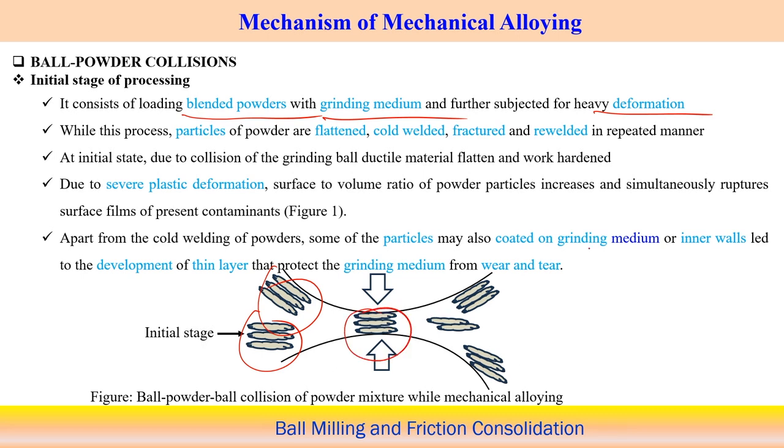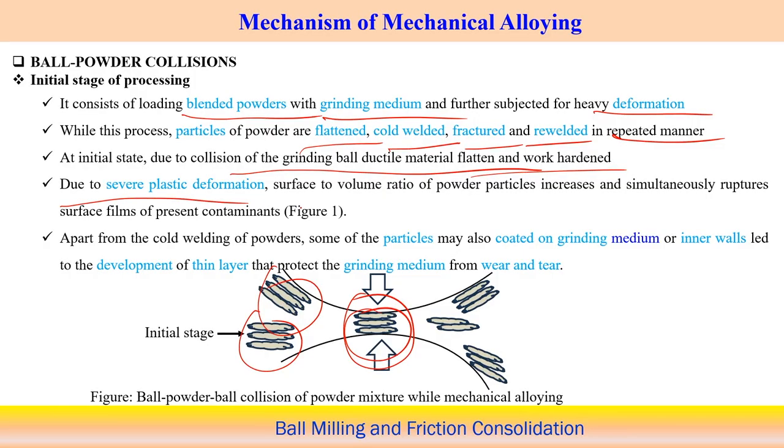In this case, the powder particles are flattened, cold welded, they can fracture, and they can even re-weld. All these mechanisms happen simultaneously, or in a repeated manner, in this process. At the initial stage, due to the collision of the grinding ball, ductile metal becomes flattened, and as it becomes flattened, work hardening or strain hardening is associated with it.